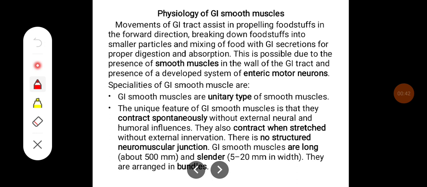Physiology of smooth muscles. Movements of the GI tract assist in propelling foodstuffs in the forward direction, breaking down the foodstuffs into smaller particles and mixing of the food with the GI secretion for proper digestion and absorption. This is possible due to the presence of smooth muscle in the wall of the GI tract and the presence of a developed system of enteric motor neurons.